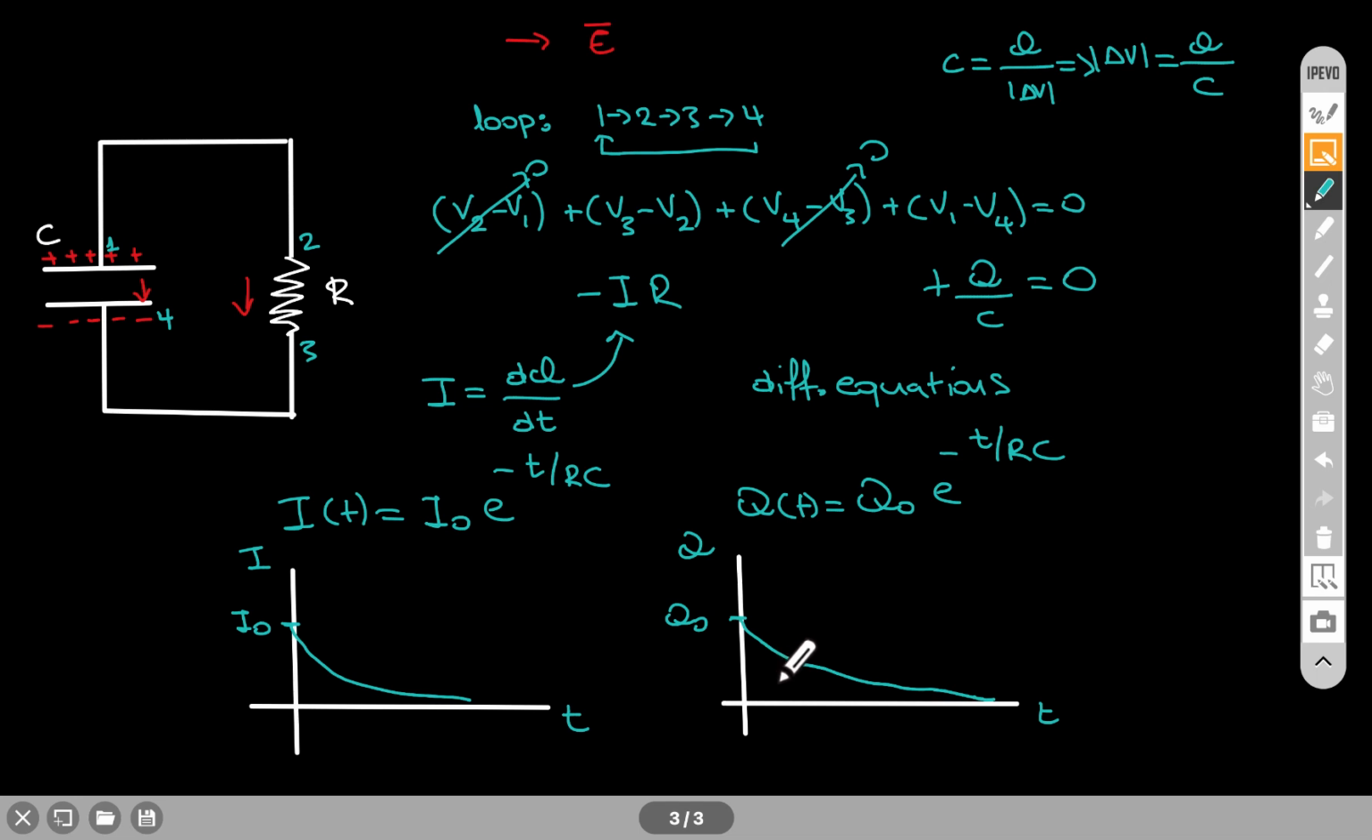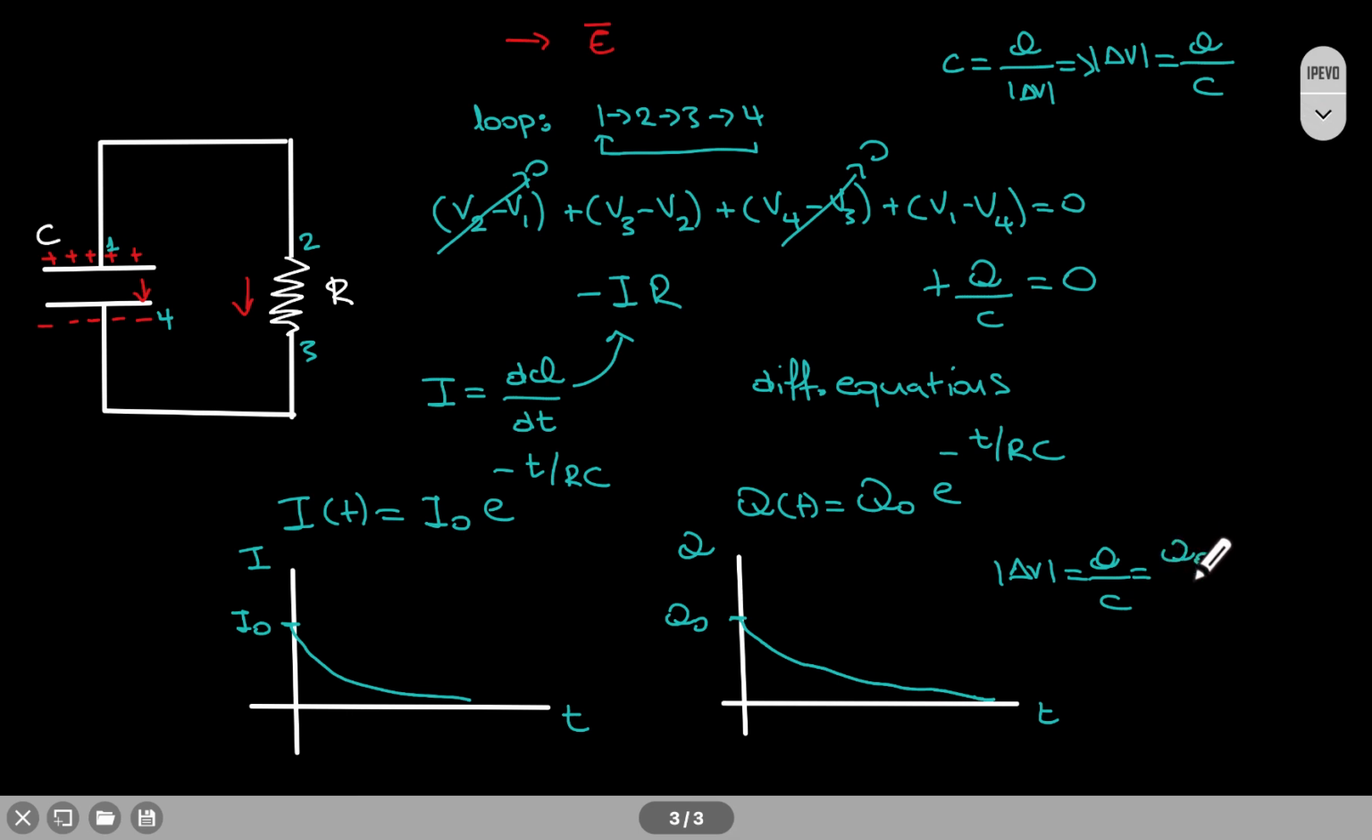Now, if you have a problem where the problem is asking you to find the potential difference across the capacitor, then we're gonna say this is just Q over C, and using the result, it's gonna give me Q naught over C e to the minus t over RC. Okay, so the important thing, once you have the charge on the capacitor, you can easily find the potential difference across the capacitor as a function of time if you need that.